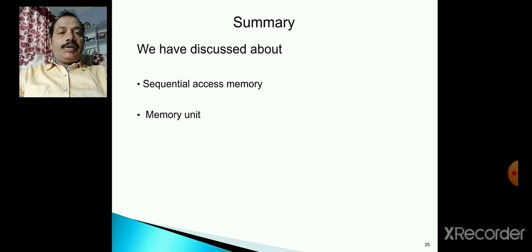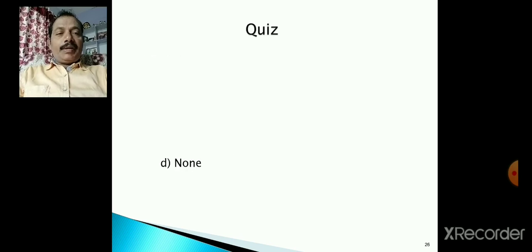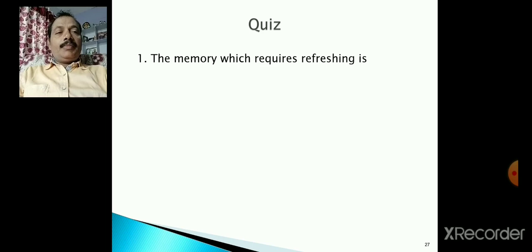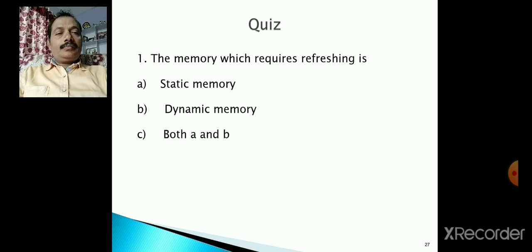We have discussed sequential access memory, the memory unit, and types of memories. Now here we have a question: a shift register can be used as memory, ROM, PROM, or none? None. The memory which requires refreshing is dynamic memory or static memory? Dynamic memory, because the data discharges.